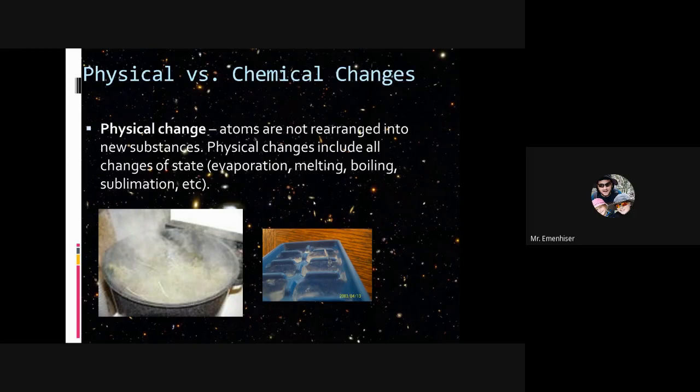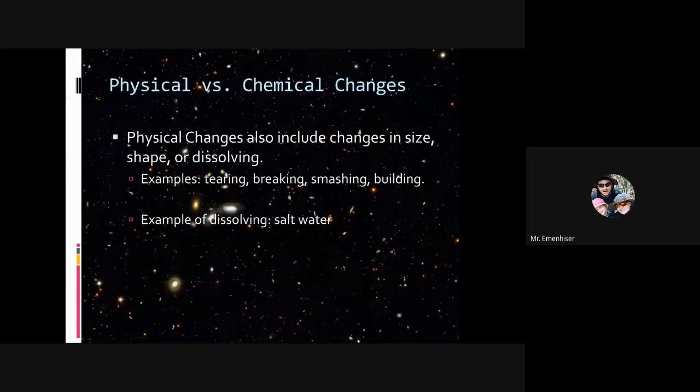It's still water, right? If you get an ice cube and put it in your mouth, it'll melt. And when you drink it, it's still water, isn't it? So it's a physical change. Physical changes include changes in size, shape, or dissolving. So if I tear something, break it, smash it, or if I build something, build it big, or make something, those are all physical changes because I'm not chemically changing it into something else.